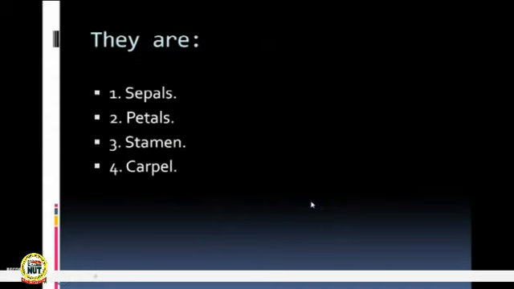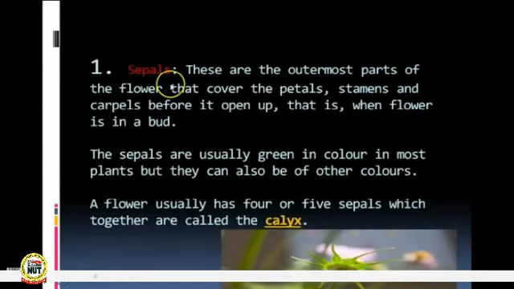They are: number one, sepals. Number two, petals. Number three, stamen. Number four, carpel. Number one, sepals. Look at this beautiful flower below.